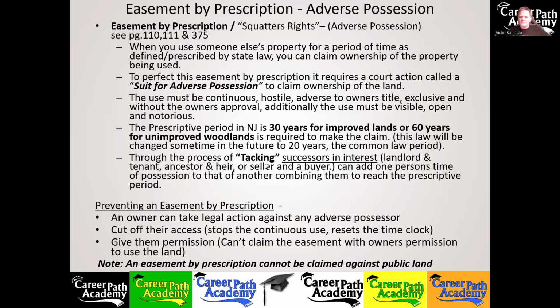So through the process of tacking, you don't need to be the only person that was using the property for 30 years or 60 years in order to claim adverse possession.